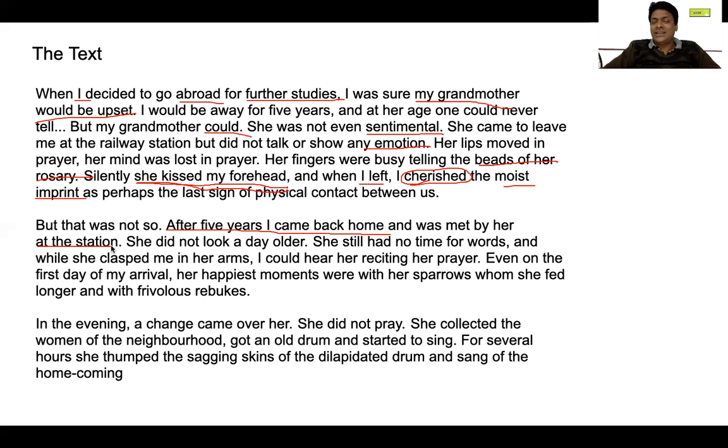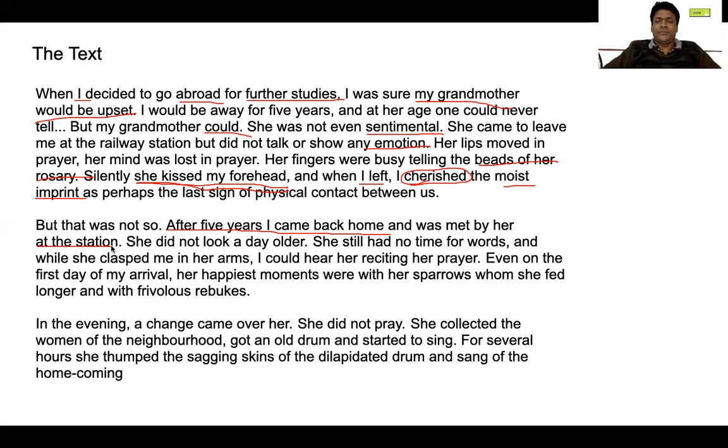Frivolous means what? That is called as you shout, you push, and you make them shout, right? Frivolous rebukes means humorous, or slightly getting angry upon them, upon the sparrows, and telling them, huh, huh, get out, like that.